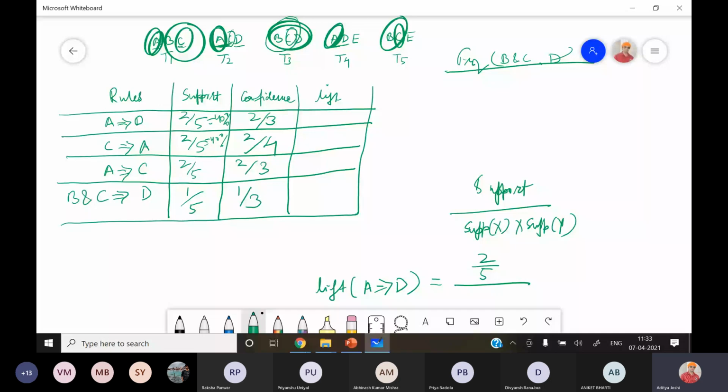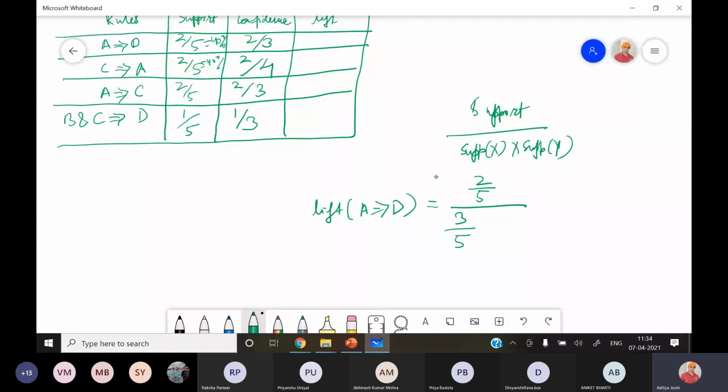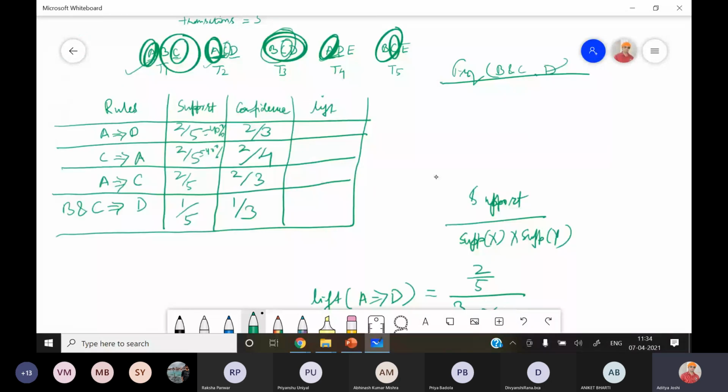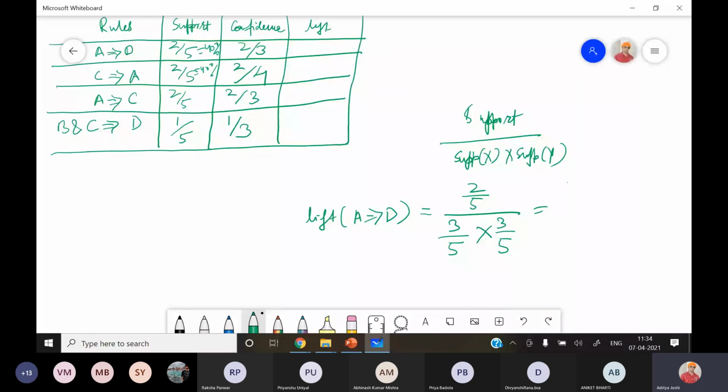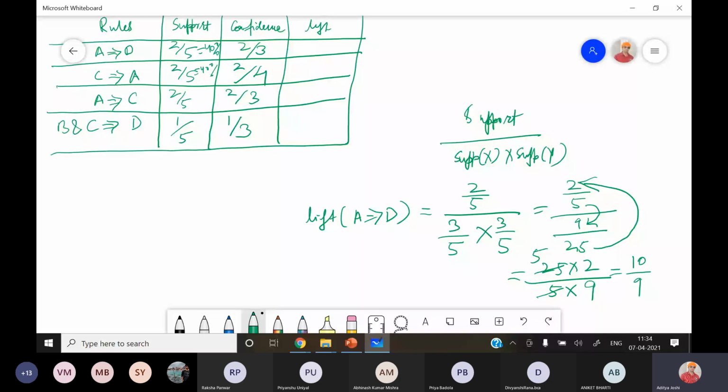Support of A is the frequency of A divided by the total number of transactions. A appears in the first, second, and third transactions, so 3 by 5, into support of Y. Support of D: D appears in the second, third, and fourth transactions, again 3 by 5. Equals 2 by 5 divided by 9 by 25. Calculating, 25 into 2 divided by 5 into 9, that is 10 by 9. So 10 by 9 is the lift.